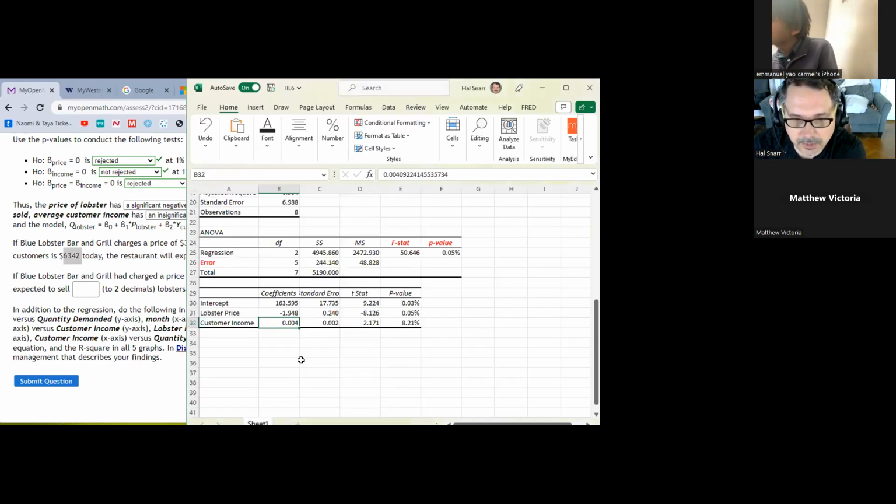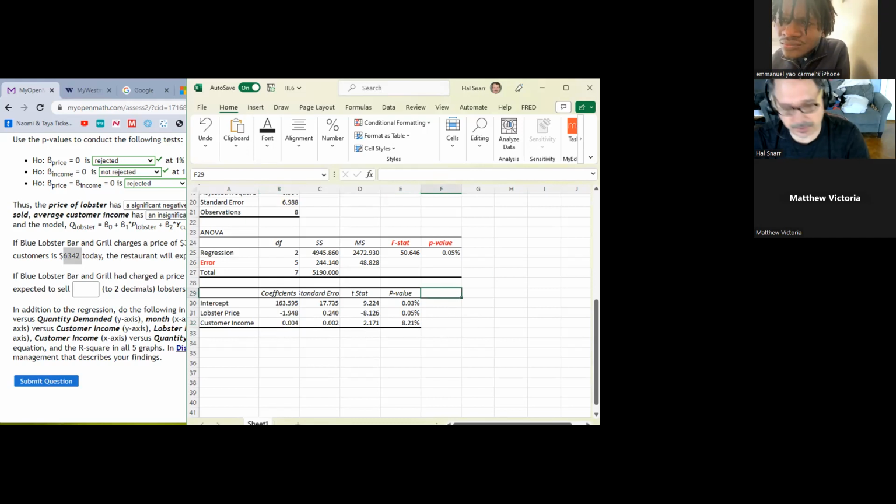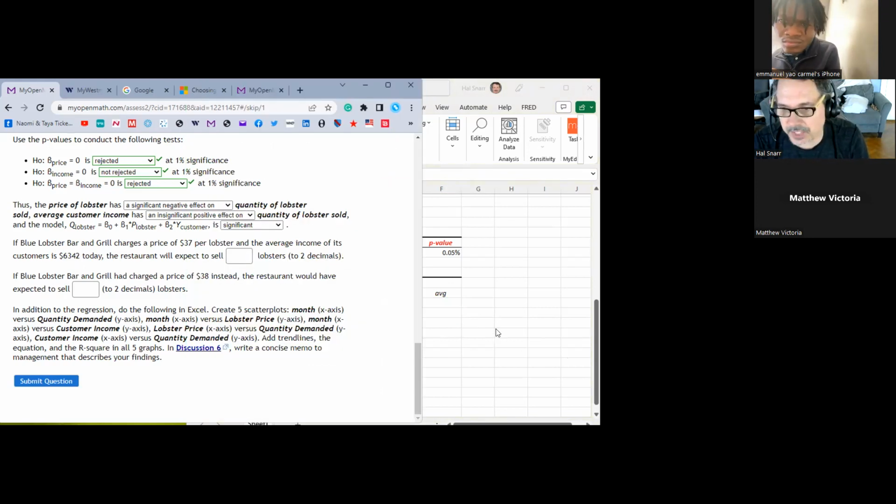So I'm just rounding these averages to 0 decimal places. What we're going to do down here is put the averages right here. So lobster price average is 37.